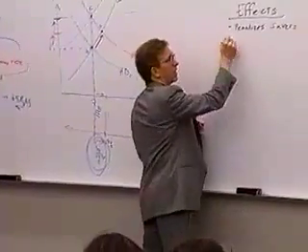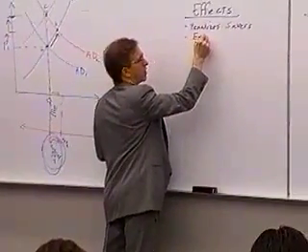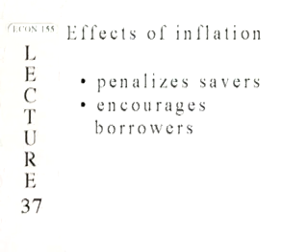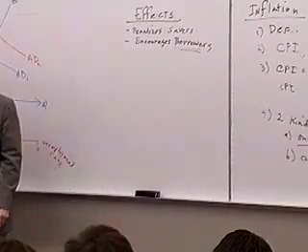Don't save anything. It encourages borrowers. If you can go out and borrow some money right now for 10% and buy a car, wouldn't that be a wonderful thing if you knew the price of the car was going to go up 20% or 30%? You could buy the car at a lower price. And so anytime there's a prospect of inflation, people go out and just go crazy borrowing.